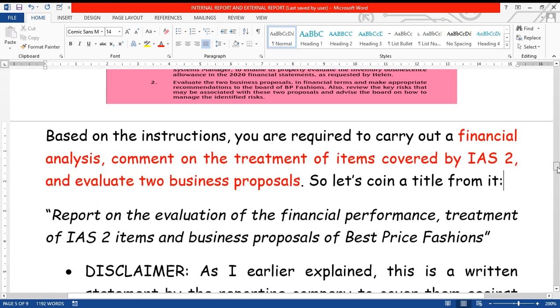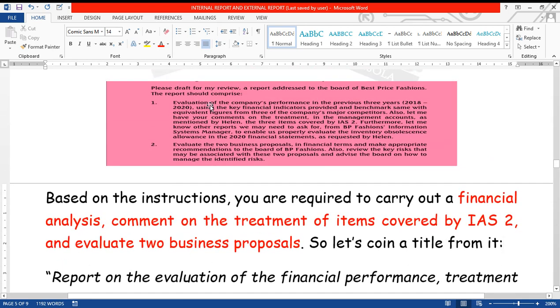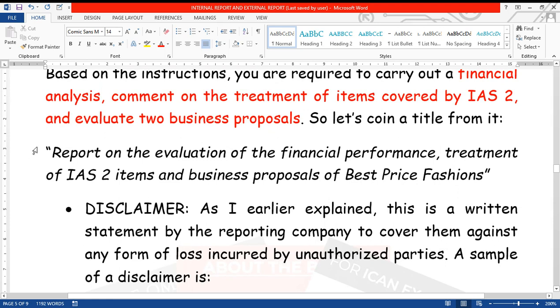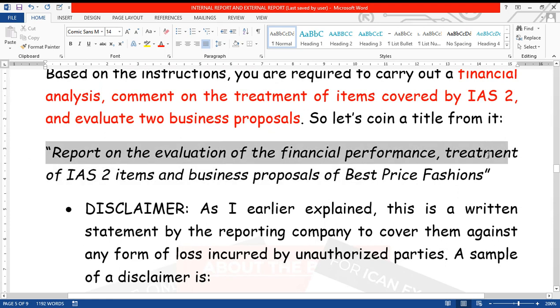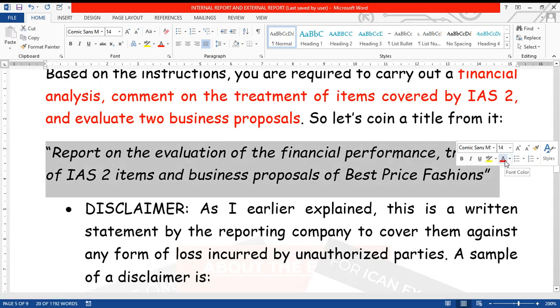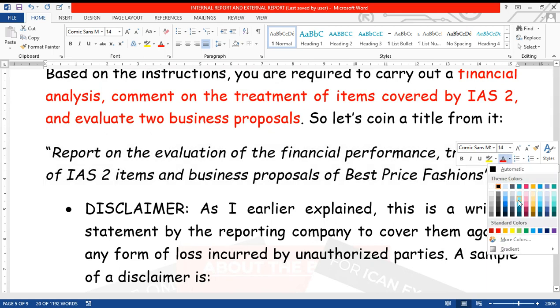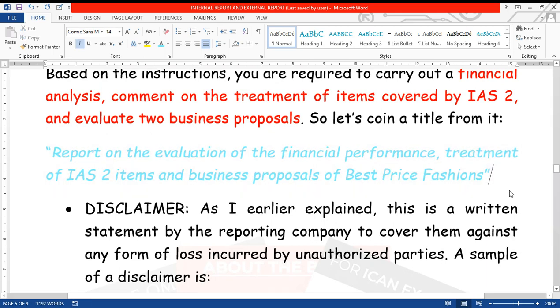So now let's see. In instruction one, we have to evaluate the company's performance, talk about IS2, then the two business proposals that the company has. That's what they asked us to do. So we coin a title out of it. You can have something like, report on the evaluation of the financial performance, treatment of items in IS2, and business proposals of Best Price Fashions. Do you understand? So basically, you just coin a title from it.